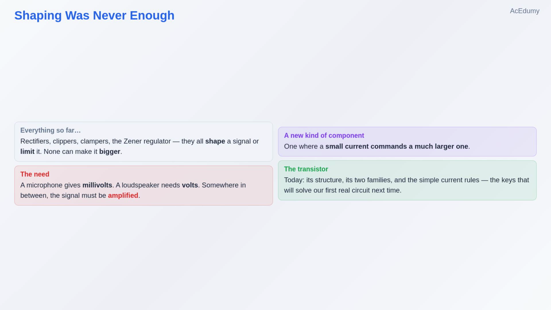For that, we need a completely new kind of component, one where a small current commands a much larger one. That component is the transistor. Today we meet it properly, its structure, its two families, and the simple current rules that, next time, will let us solve our very first transistor circuit down to the last volt.